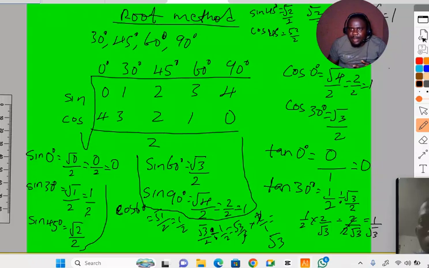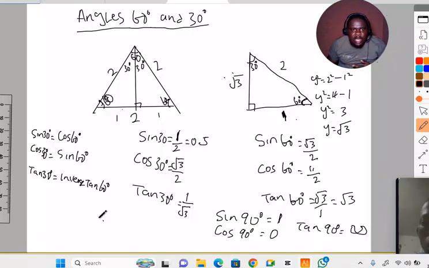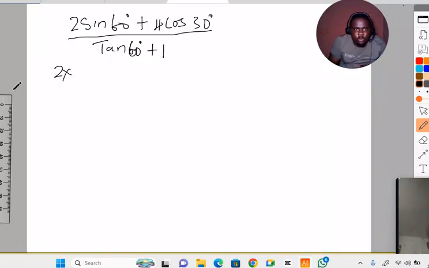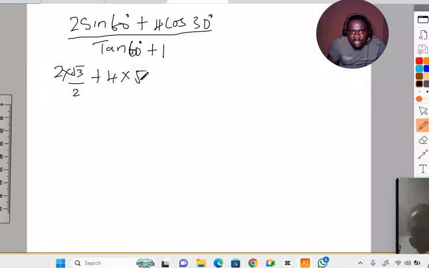If we go further back, you see where I wrote it down that sine 60 is the same thing as cos 30, which is root 3 over 2. Sine 60 is root 3 over 2. So we have 2 times root 3 over 2 plus 4 times cos 30, which is the same thing as sine 60, 4 times root 3 over 2.